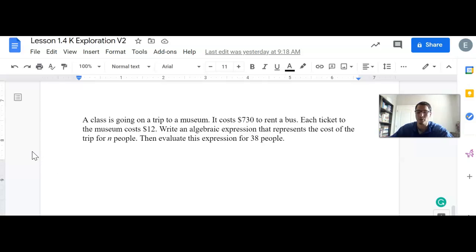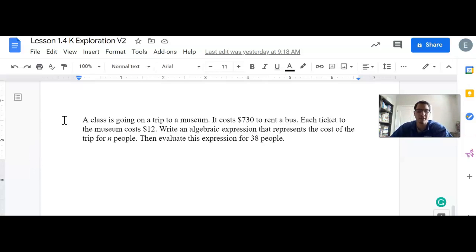So I want you to try this one on your own. And what you are doing is you are going to write an algebraic expression. Then you're going to solve the algebraic expression using substitution. Then you should get the total cost if 38 people go on this trip. Give it a try.